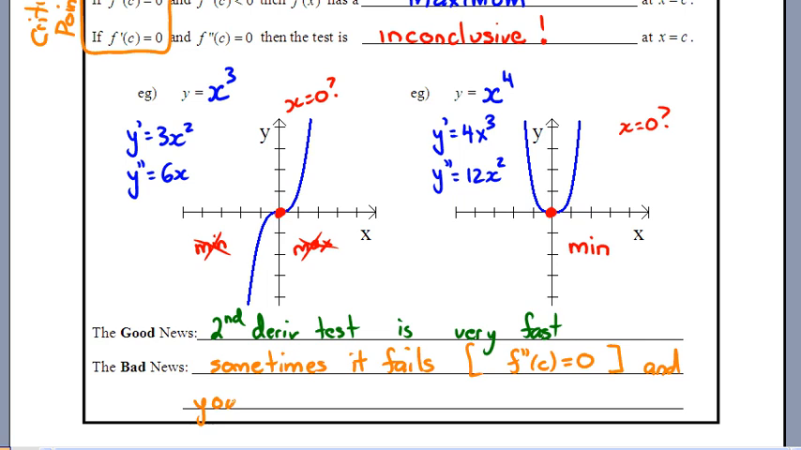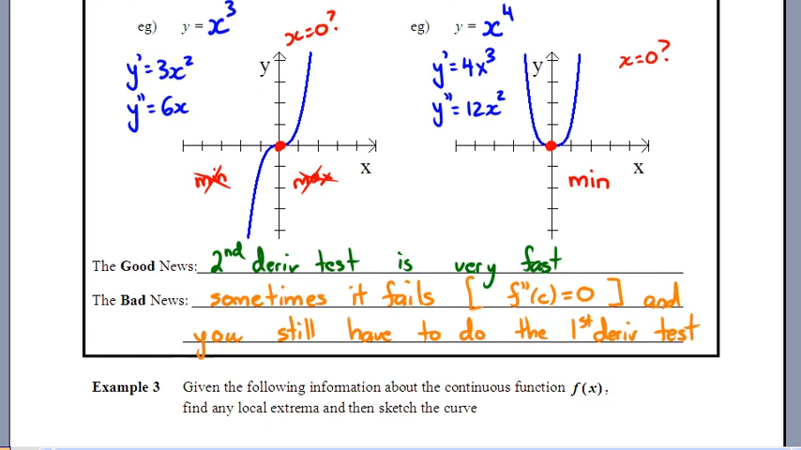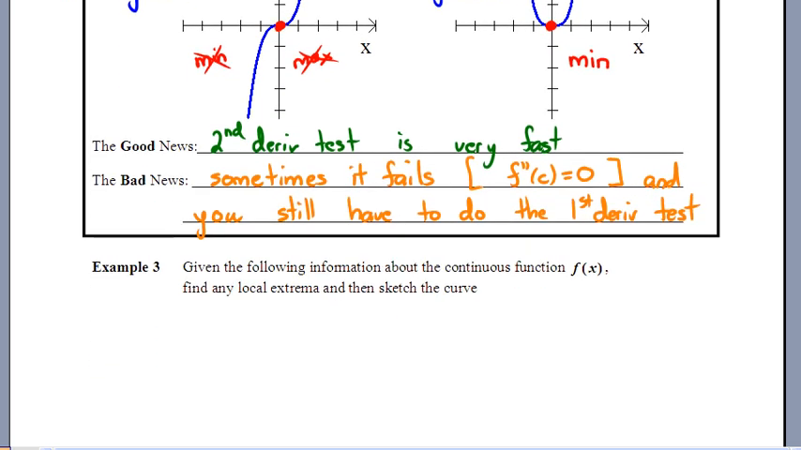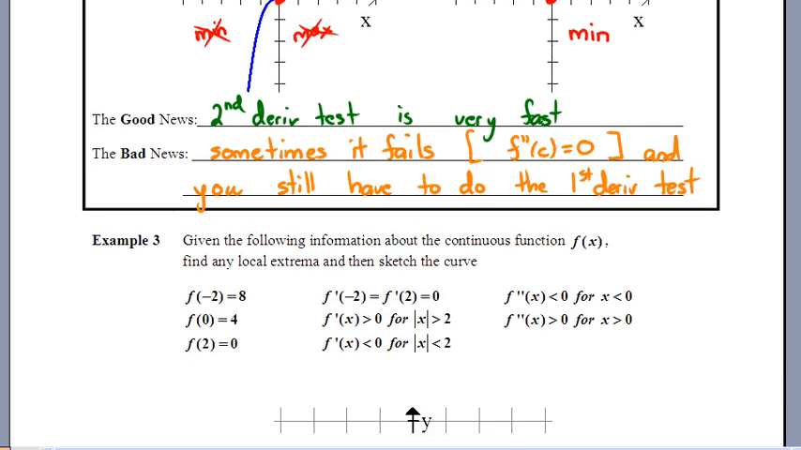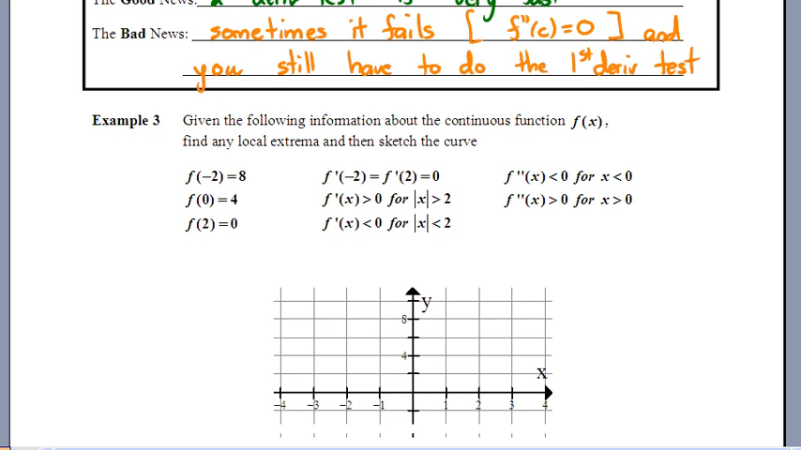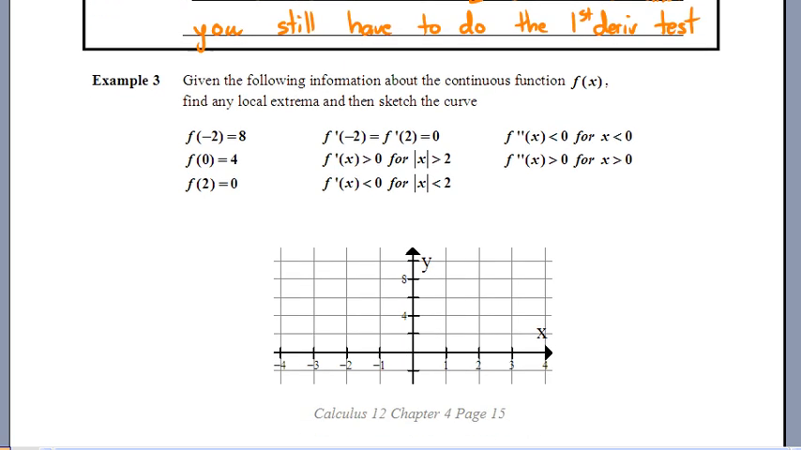So I'm going to put in here, and you still have to do the first derivative test. And so now you've just wasted your time, and you've got to go and do this really slow first derivative test. But it can be a way to do business, right? As long as it doesn't give you a 0 for the second derivative, you're actually working pretty quick. All right, now let's try this out with just a few more examples here for the day.